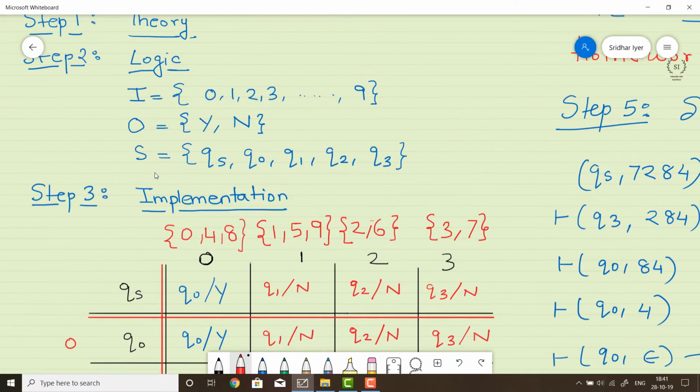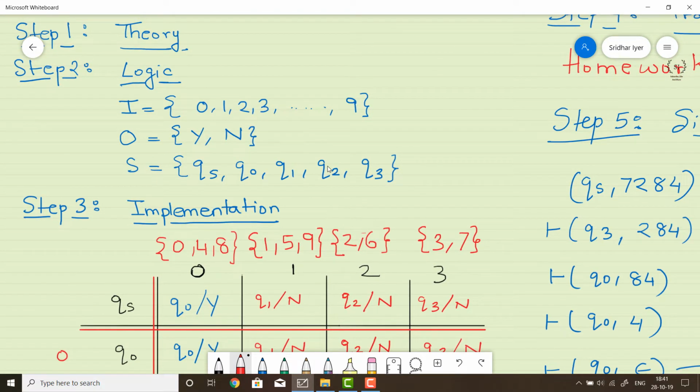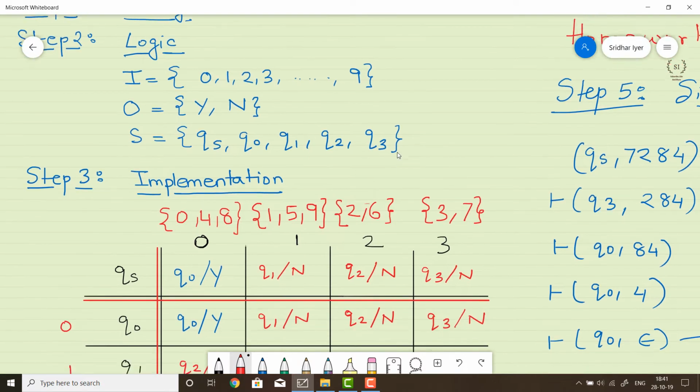In the previous case we saw that there were 4 states: the initial state QS, the state with remainder 0, the state with remainder 2 and the state with remainder 1. But in this case we have one extra state with remainder 3. So in totality we have 5 states: QS, Q0, Q1, Q2 and Q3. Clear? Now let's see the implementation step.